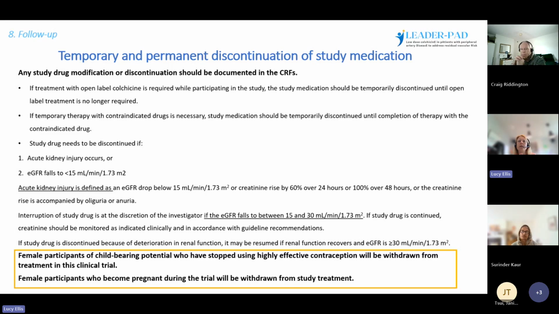The study drug also needs to be discontinued if there's acute kidney injury or if eGFR falls below 15. If it falls between 15 and 30, then interruption of the study drug is at the discretion of the investigator. If it is continued, then creatinine should be monitored as clinically indicated in accordance with guideline recommendations. And as I've already mentioned, female participants who've stopped using highly effective contraception do need to be withdrawn from the treatment, and any pregnancies do need to be followed up during the trial.